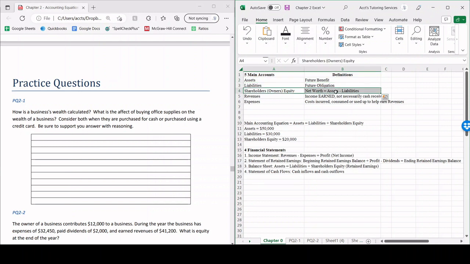And remember, we talked about the 4 financial statements. Shareholders' equity is impacted by retained earnings. So that means that anything that happens within the statement of retained earnings is going to impact shareholders' equity. Thus, the beginning retained earnings balance plus any profits, or subtract any losses, which means if expenses exceed revenues, subtract any dividends gives us the ending retained earnings balance. And profit is a product of revenues and expenses. So since office supplies is an asset, not a revenue or expense, it's not going to impact the business's wealth.